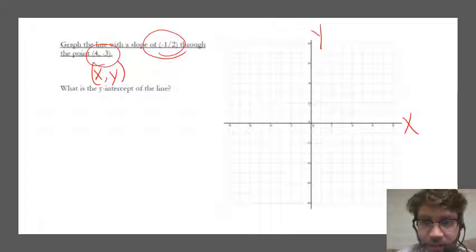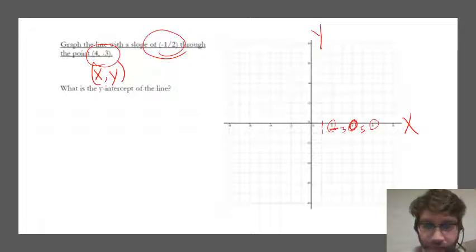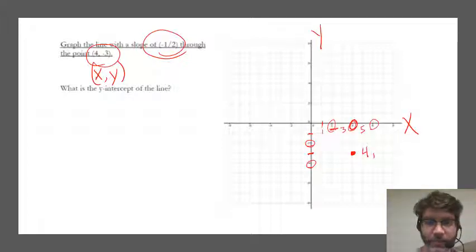Each one of these, see, this is 2, this is 4, this is 6. So if this is 2, that means this needs to be 1, this needs to be 3, 5, okay. So we're going to go up to 4 on the x-axis, and then we're going to go down 3. So that's, this is negative 2, this is negative 4, so negative 3 would be right here. So then that's what we've got. That point right here is (4, negative 3), okay?